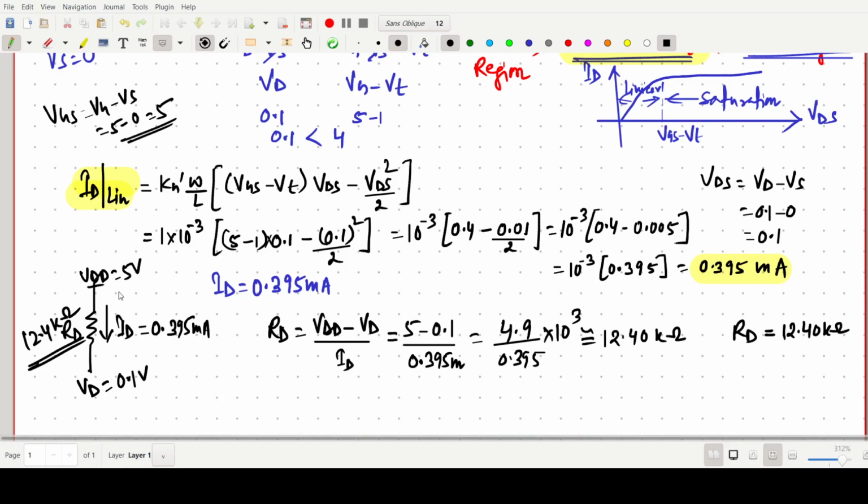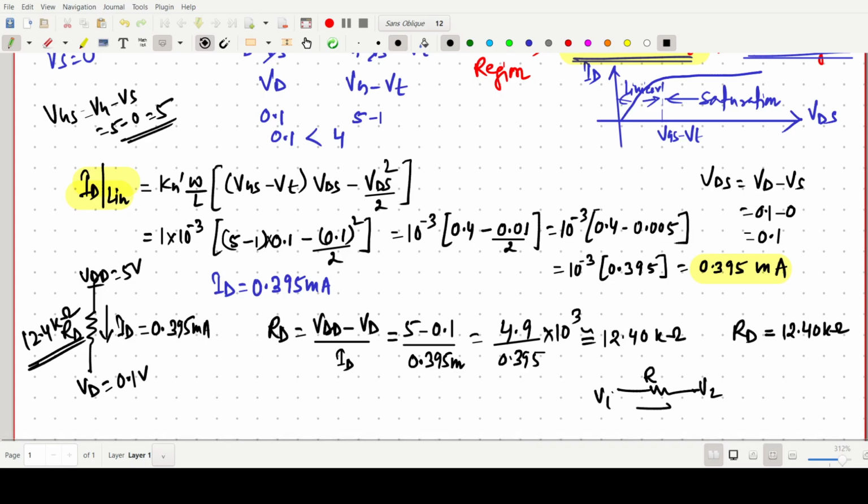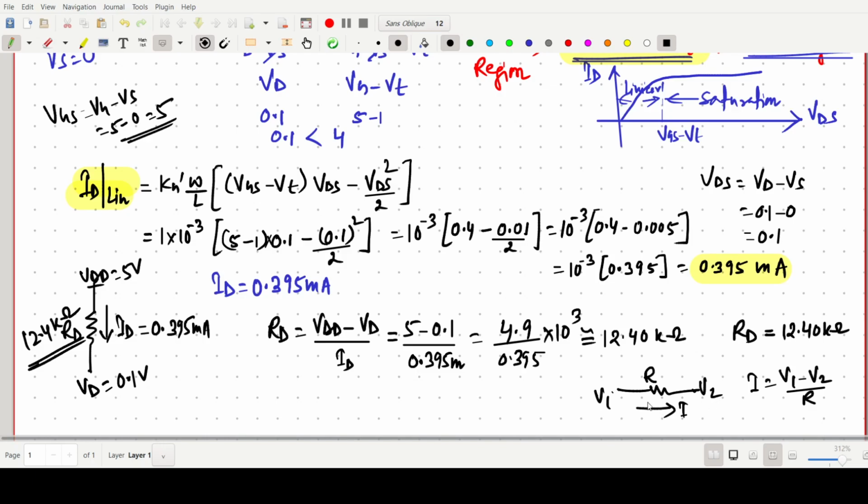Okay, so this one is a simple concept, higher potential minus lower potential by, means once again I am just saying, this is V1, this one is V2, and some current I is flowing. So this current I will be V1 minus V2 by R. Or R equals, if I is known, V1 minus V2 by I. Okay, so now we have already found the values of this ID and RD.